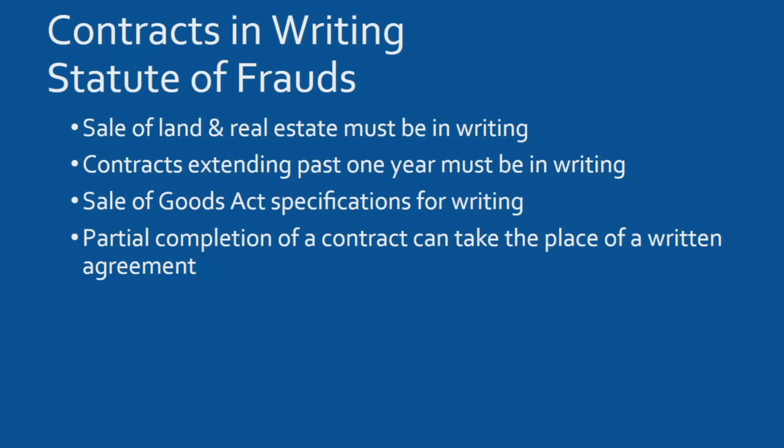The Sale of Goods Act, which is part of the statutes, specifies certain things need to be in writing. And partial completion of a contract can take the place of a written agreement. So partial completion means that there is an offer and acceptance. We'll do exactly the same thing. I started building your house, and we don't have anything written, but obviously I'm building your house, and that's what we agreed to.